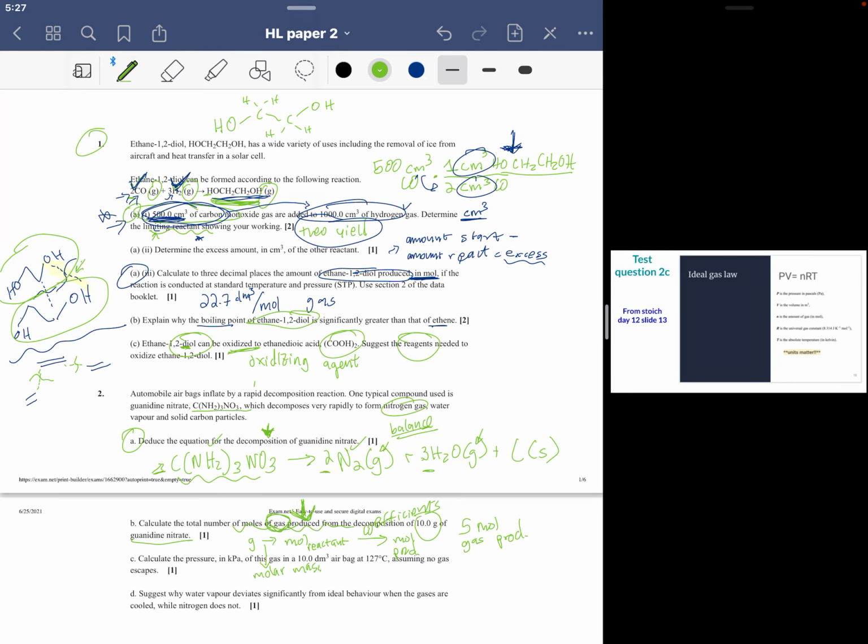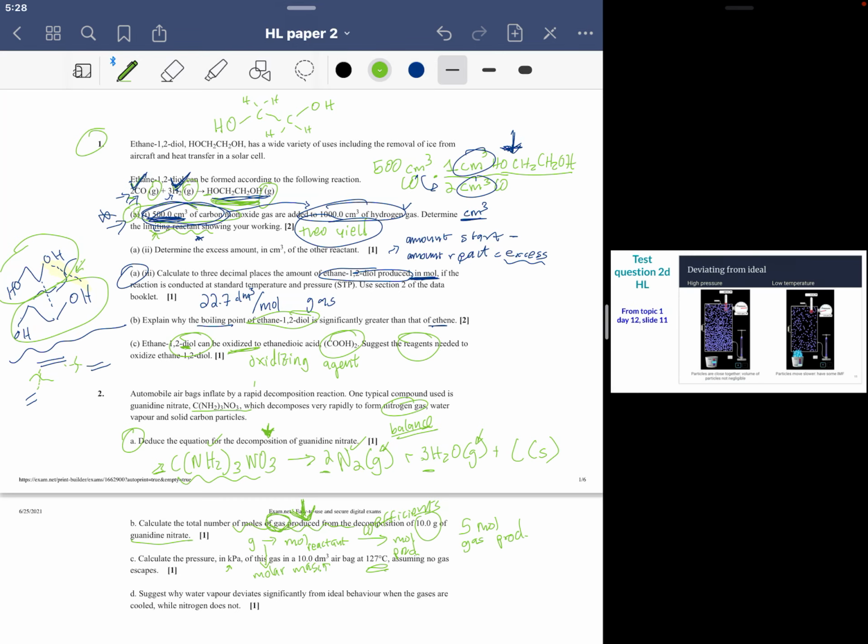2C, this was a PV equals nRT problem. People generally did well. The only real issue I saw there was forgetting about the units. Just like it tells you on this slide, units matter. You need to convert to the correct units. So you needed to convert 127 to Kelvin and decimeters cubed to meters cubed. And then at the end, you needed to convert your pascals to kilopascals.